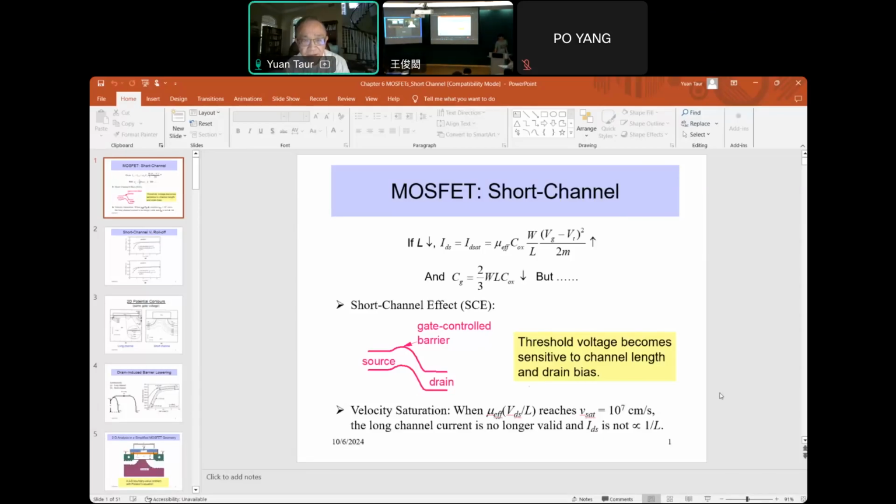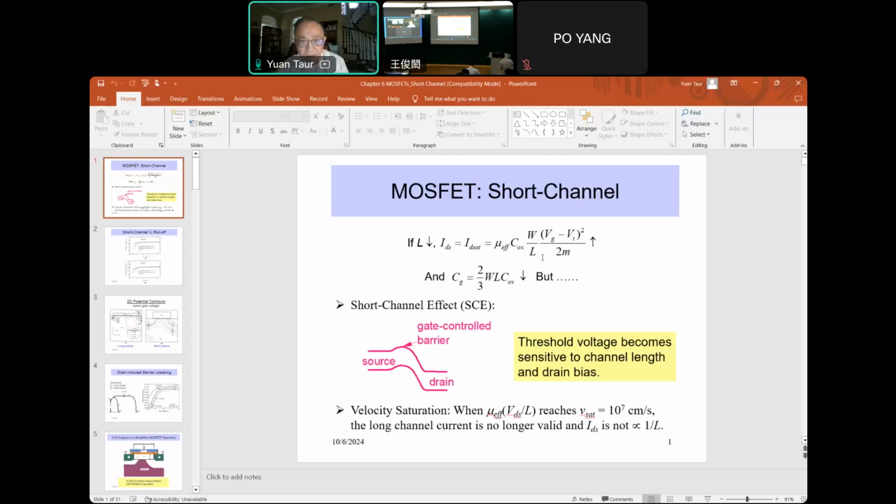Chapter 5 is a long channel MOSFET. Chapter 6 is a short channel MOSFET. From chapter 5 we learned that if channel length decreases, then the drain current goes up because it's proportional to 1 over L. So that's good. The capacitance goes down because it's proportional to L. A shorter channel has a lower capacitance. This is total capacitance. Cox is the capacitance per area. Cg is the capacitance in farads.